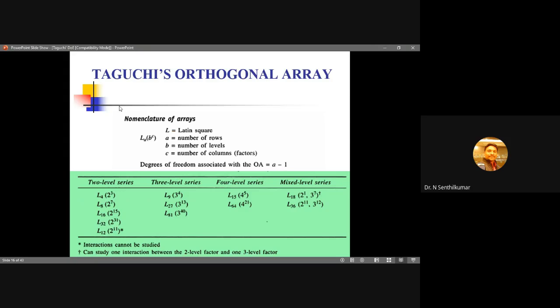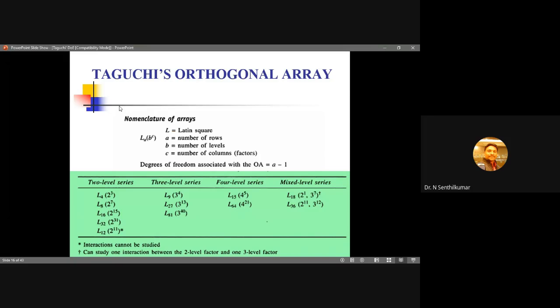So in the experimental design of Taguchi also, we have 2-level series, 3-level series, 4-level series, and more importantly, it has mixed level series. What is meant by mixed level? One parameter can be varied only through 2 levels. It cannot be varied above that, while the other parameters can be varied through 3 levels. So that is called mixed level.